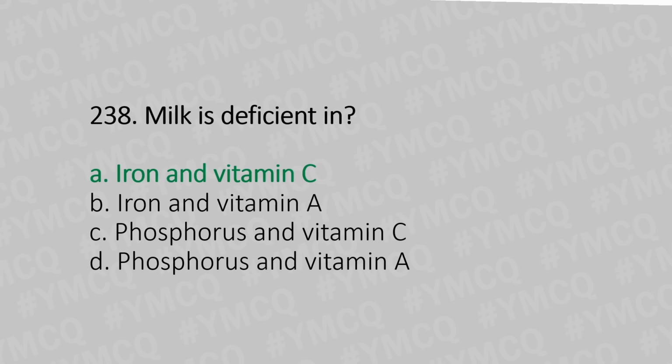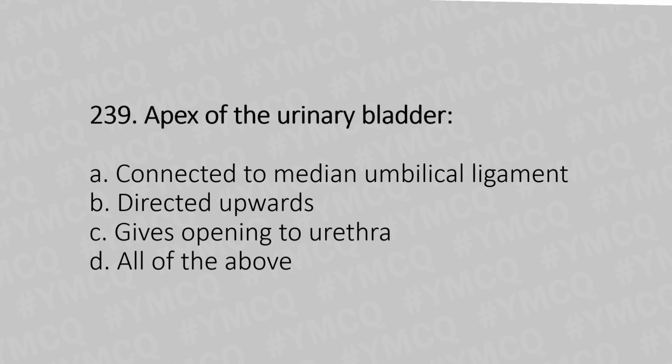Now let's move to question number 239. Apex of the urinary bladder: option A, connected to median umbilical ligament. Option B, directed upwards. Option C, gives opening to urethra. Option D, all of the above. And the answer is option D, all of the above.